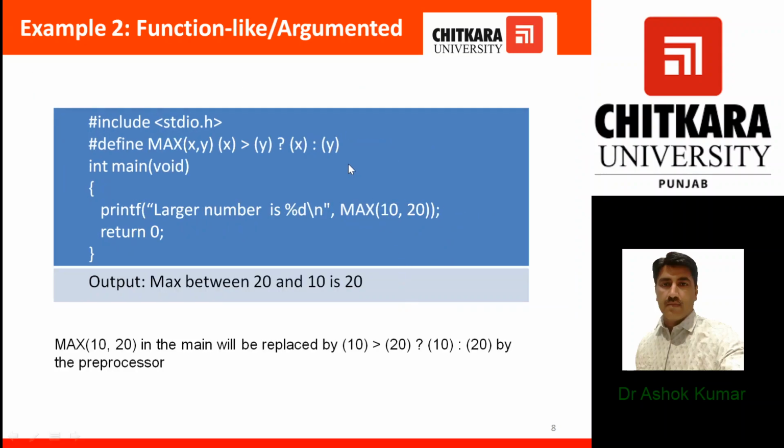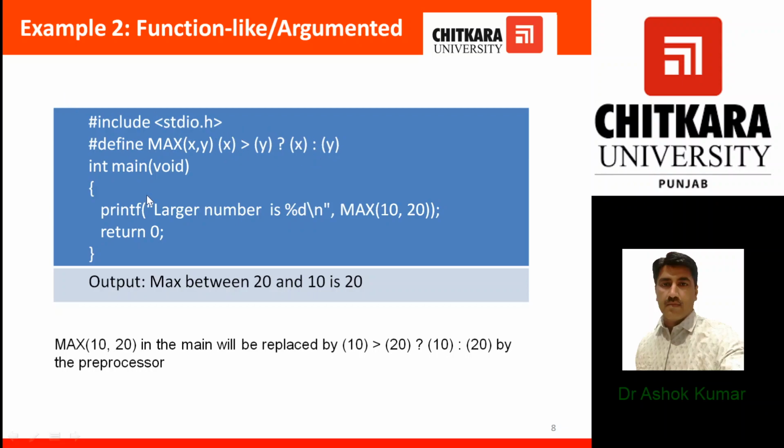So the next example, again, is based on the function-like macro. Here we have named the macro max. Basically it will find the larger of two numbers. This is the definition part of the macro. Intentionally I have included the parameters in parentheses. If x is greater than y, then it will return the value of x. Otherwise, it will return the value of y. You know about this, the conditional operator.